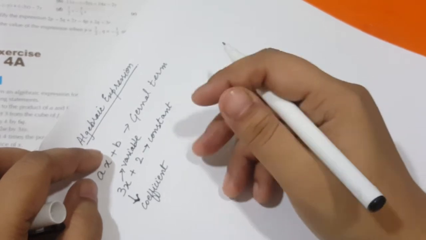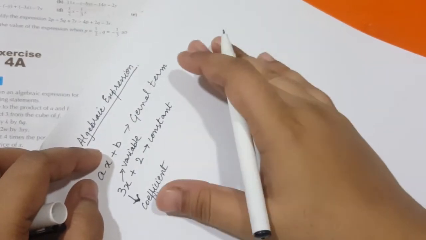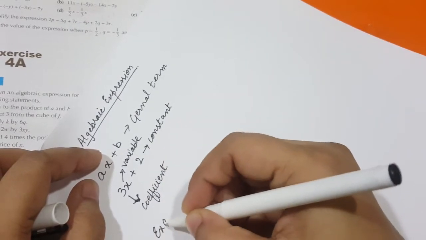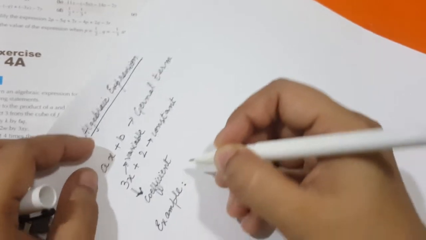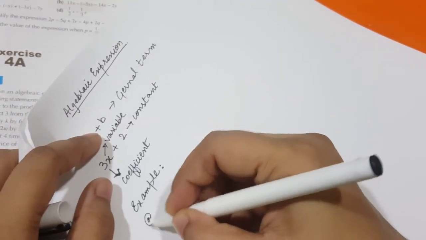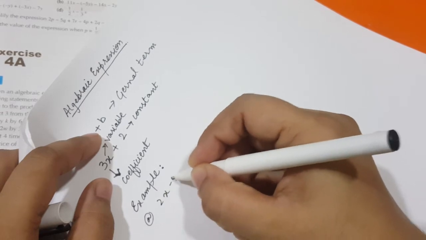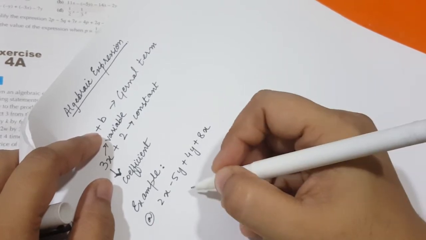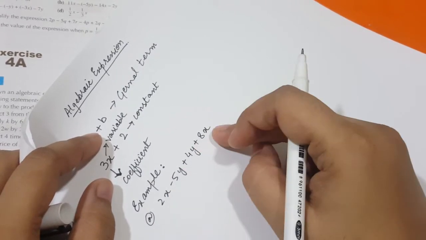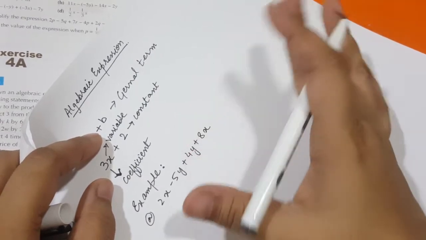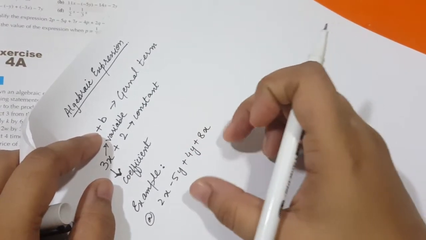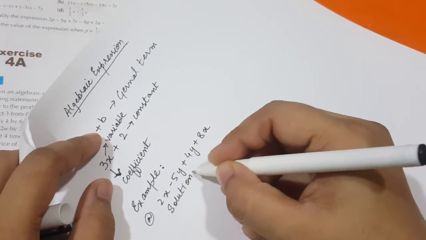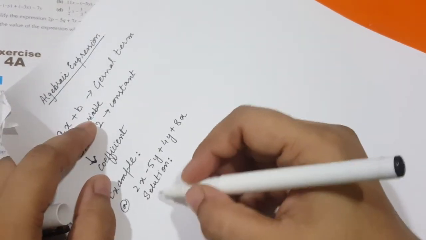Now let's have some examples regarding this in the simplification form. How to simplify any algebraic expression. Example: let's suppose 2x minus 5y plus 4y plus 8x. In this situation we have two different variables, so we cannot add and subtract the different variables. So what we should do, we have to arrange the like terms. Solution: follow the whole steps of the procedure.